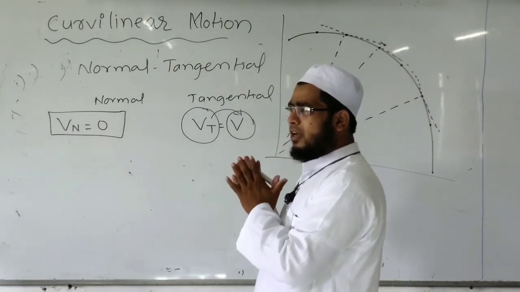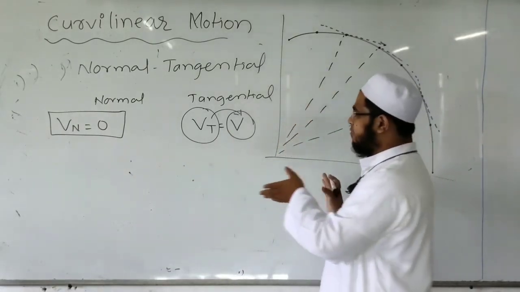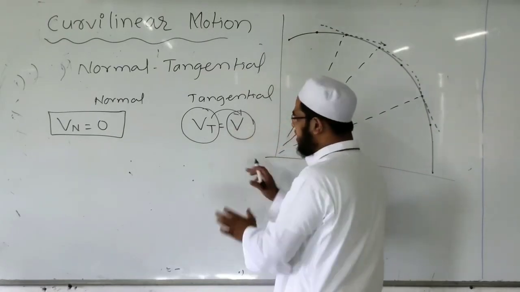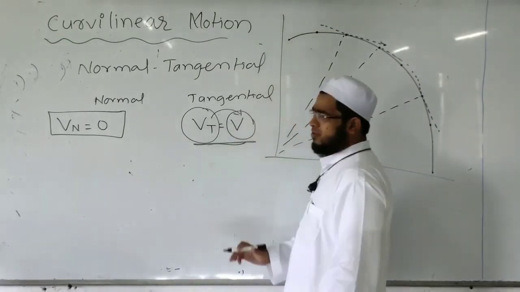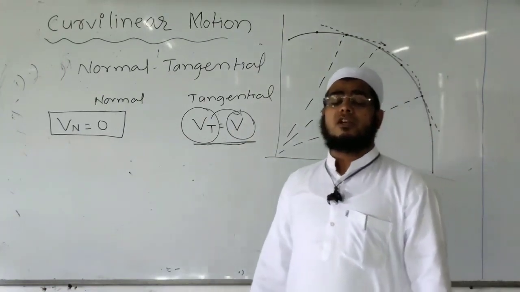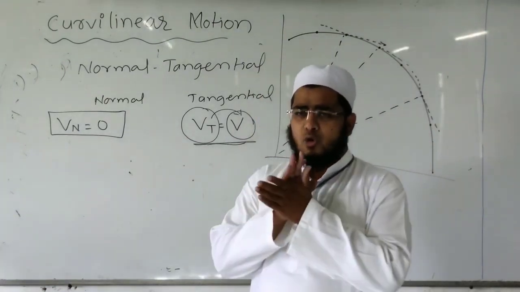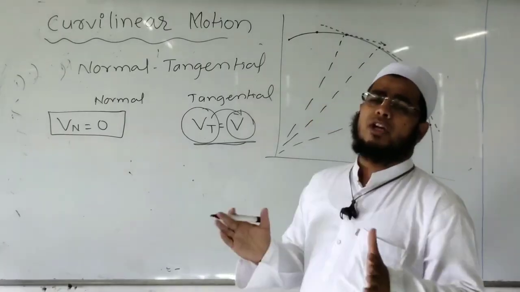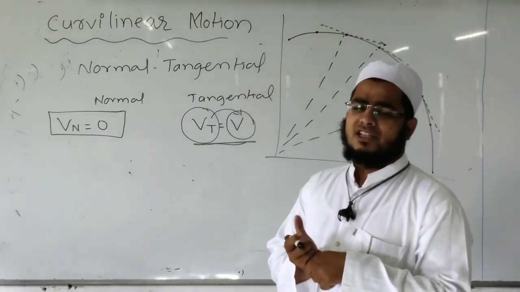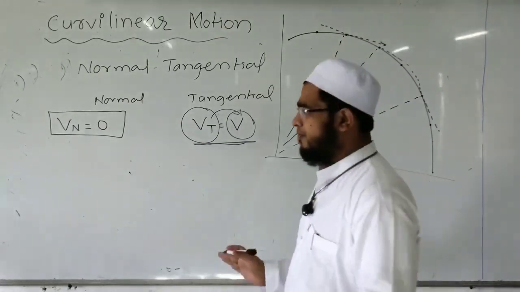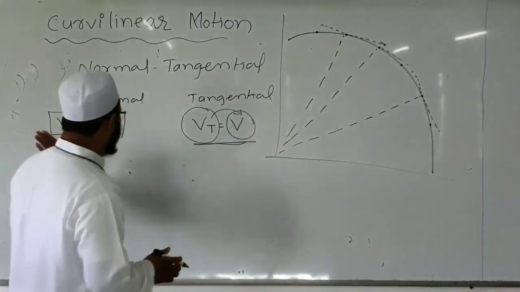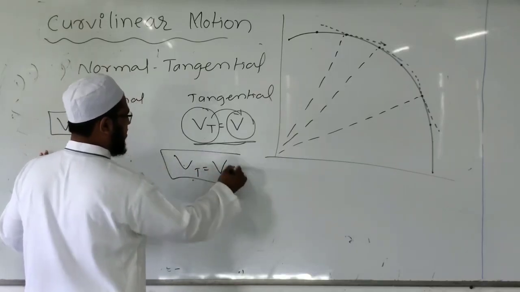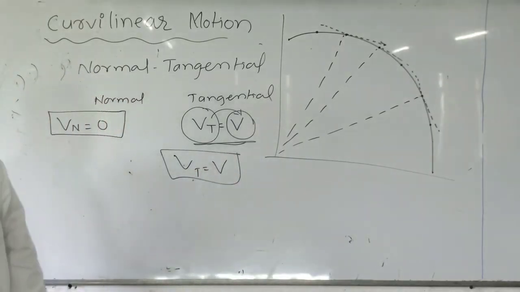What is the value of the velocity? It is always equal to the tangential velocity, because in the normal tangential component system there is no displacement in the normal direction. That's why the component of the velocity in the normal direction is always zero. Vt equals v and Vn equals 0.